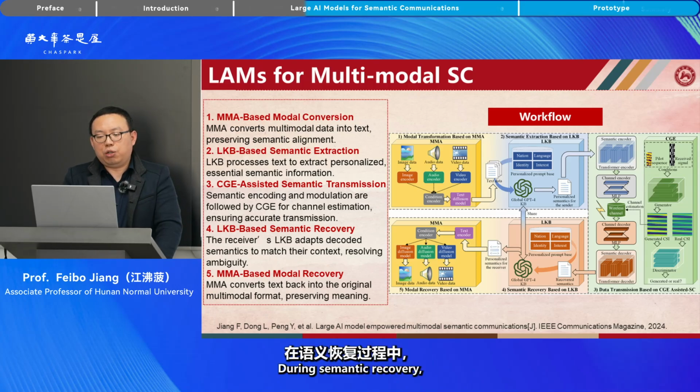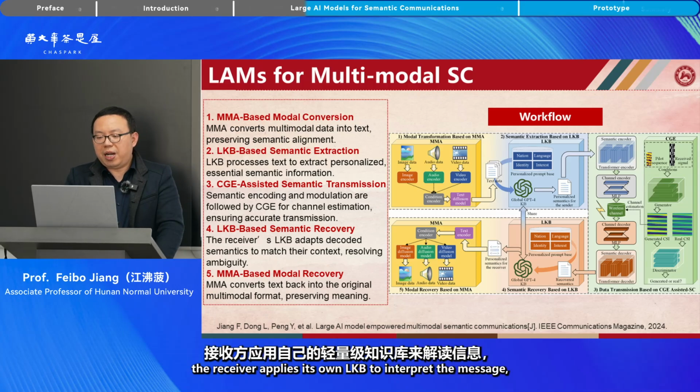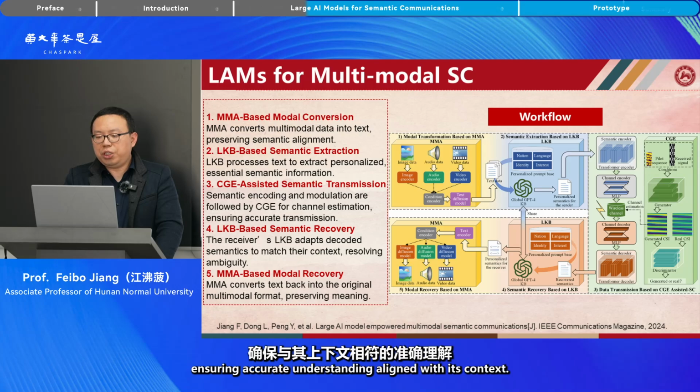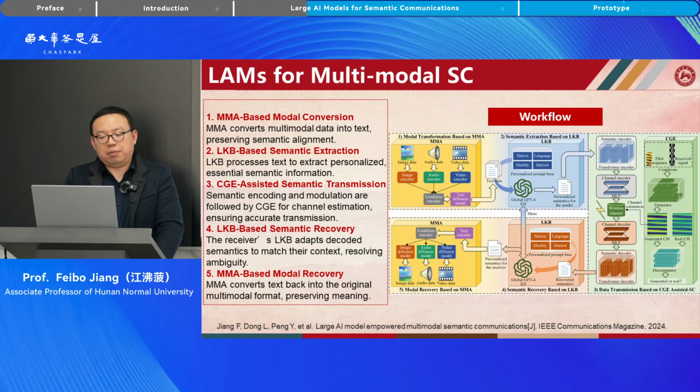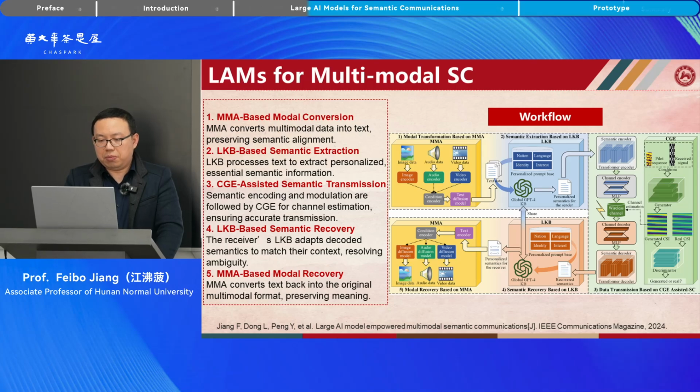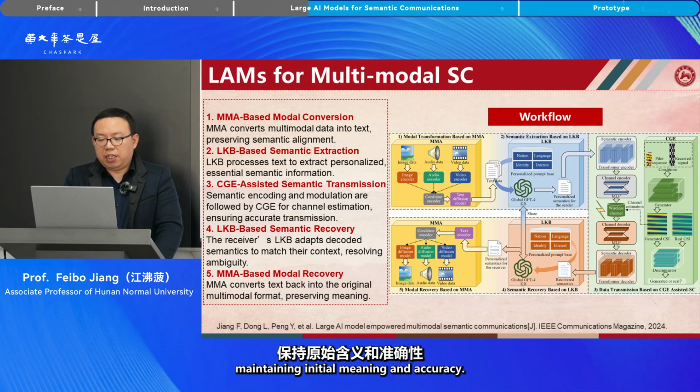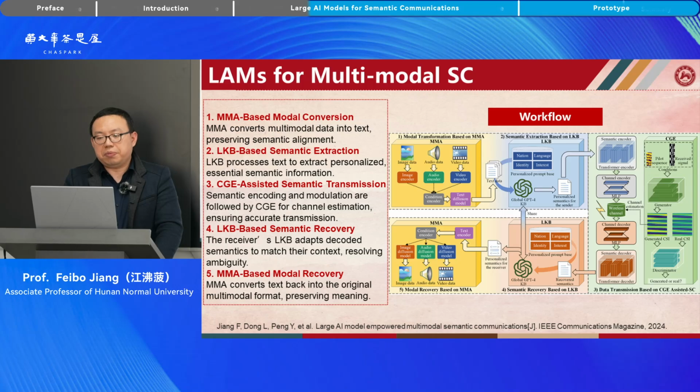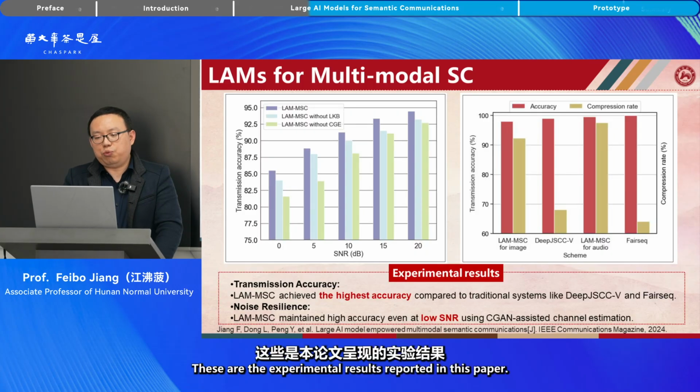During the semantic recovery, the receiver applies its own LKB to interpret the message, ensuring accurate understanding aligned with its context. Finally, MMA-based model recovery converts the text back into its initial form, maintaining initial meaning and accuracy. These are the experiment results reported in this paper.